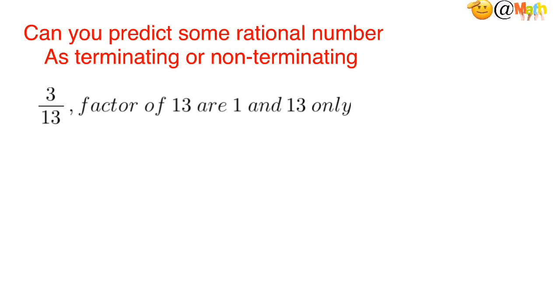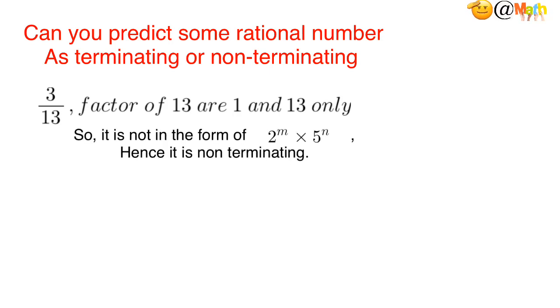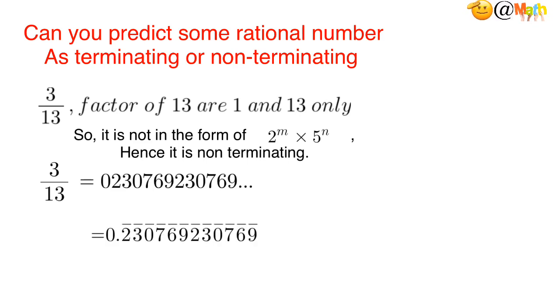Can you predict some rational numbers as terminating or non-terminating? First example is 3 by 13. As the factors of 13 are 1 and 13 only, it is not in the form of 2 to the power m into 5 to the power n.